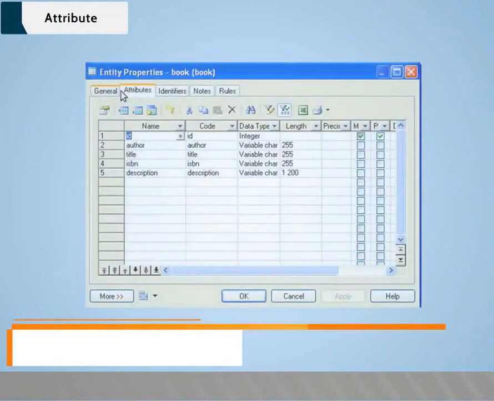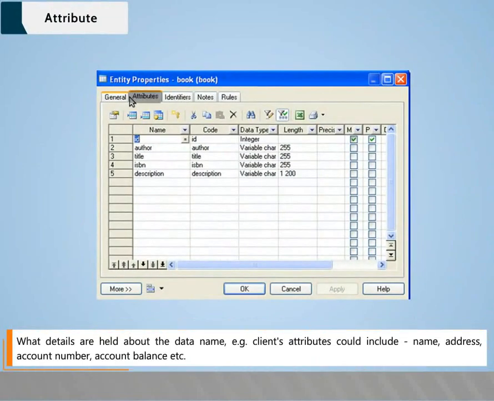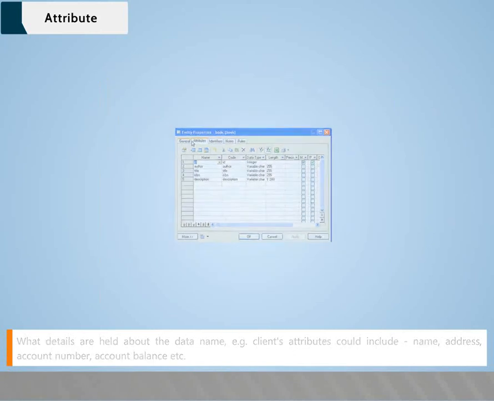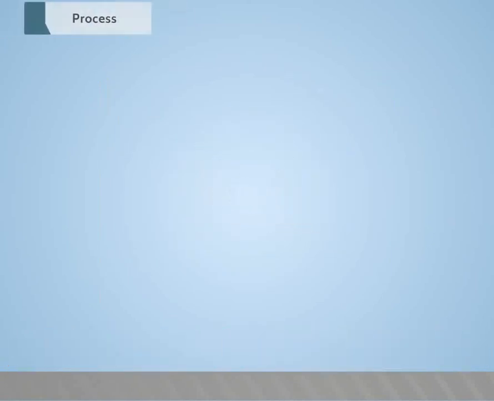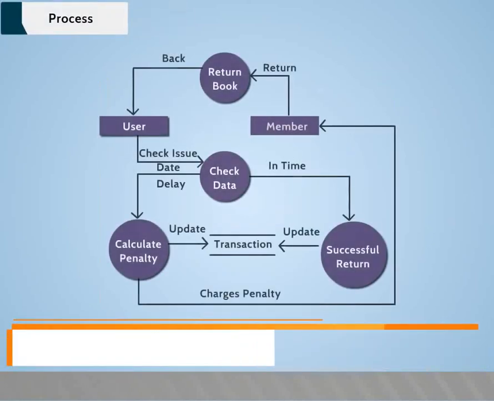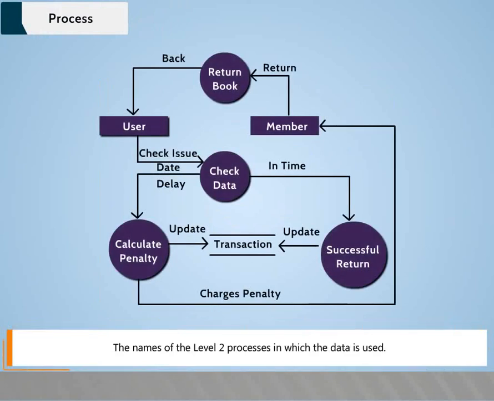Attribute. What details are held about the data name? For example, client's attributes could include name, address, account number, account balance, etc. Process. The names of the level 2 processes in which the data is used.